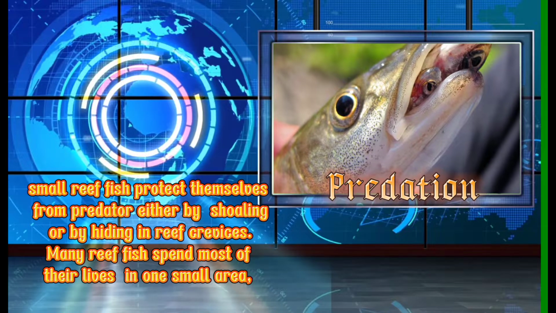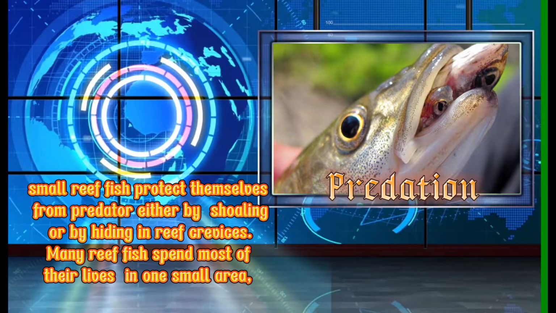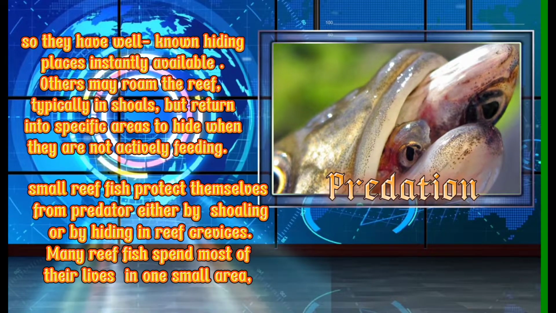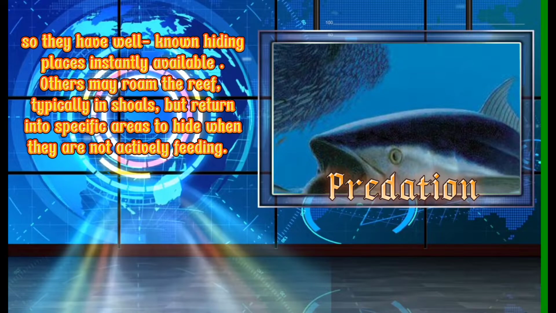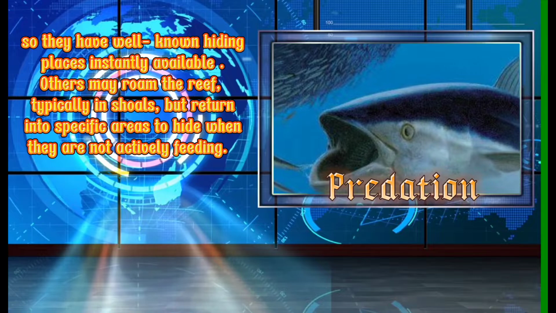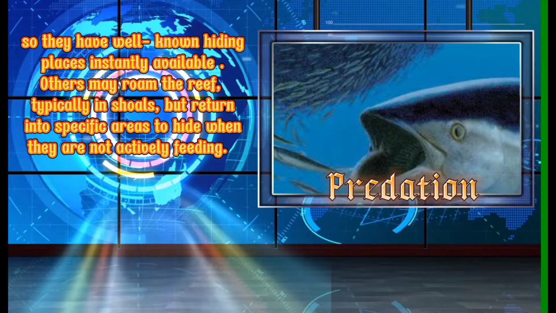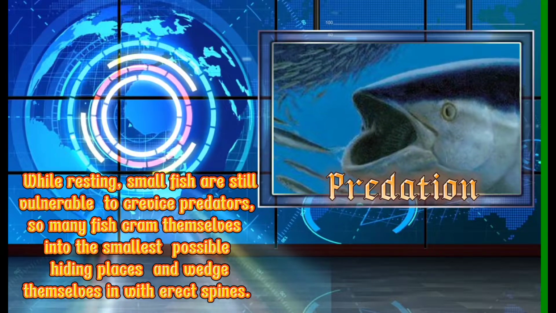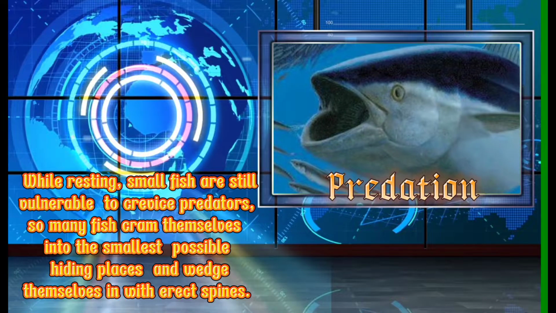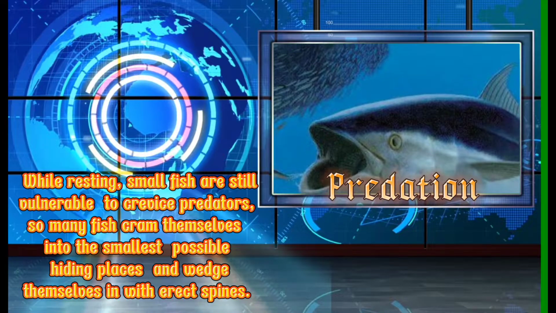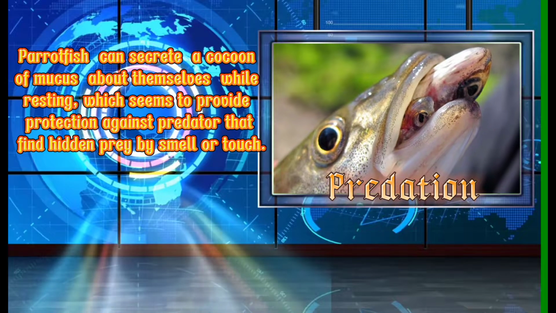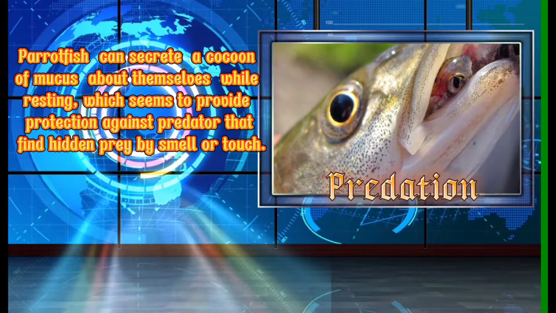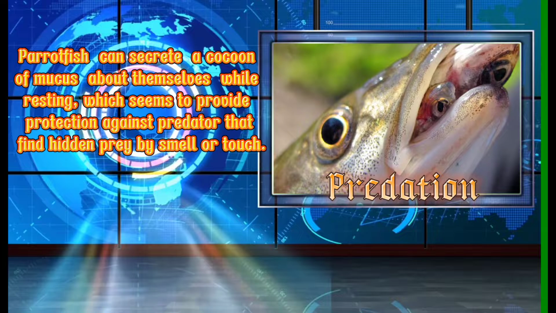Behaviorally, small reef fish protect themselves from predators either by shoaling or hiding in the reef's crevices. Many reef fish spend most of their lives in a small area, so they have well-known hiding places instantly available. Others may roam the reef. Typically, though, they return to specific areas to hide when they are not actively feeding. While resting, small fish are still vulnerable to crevice predators, so many fish cram themselves into the smallest possible hiding places and wedge themselves in with erect spines. Parrotfish can secrete a cocoon of mucus around themselves while resting, which seems to provide protection against predators that find hidden prey by smell or touch.